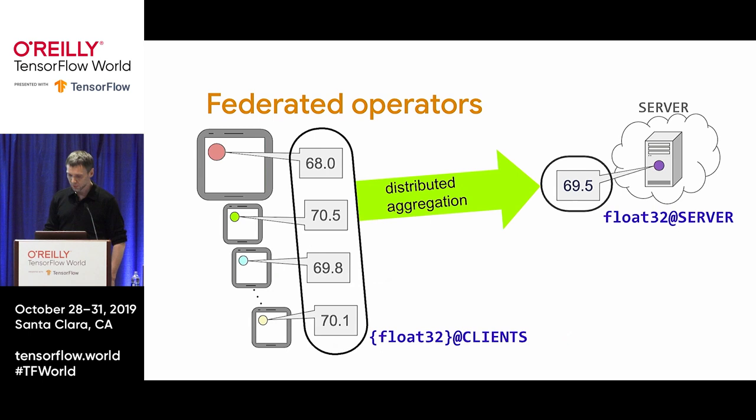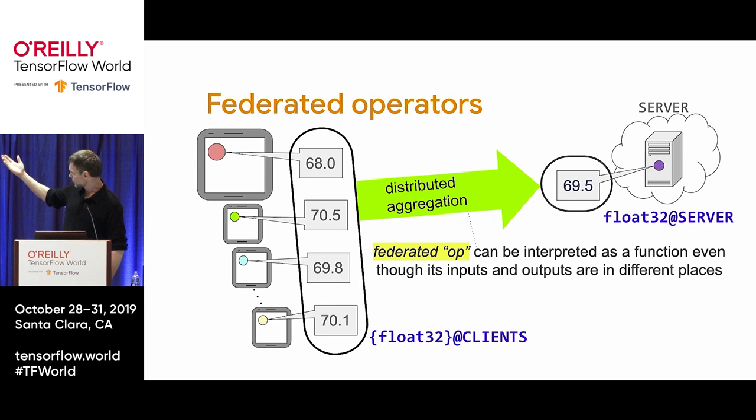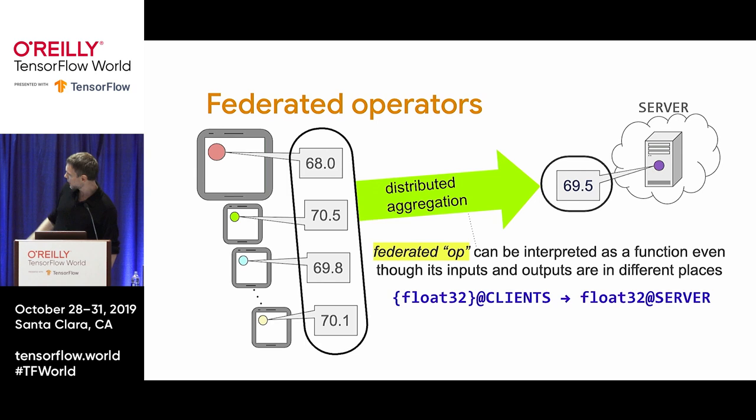Now let's get to operators. Suppose there is a distributed aggregation protocol that is picking up numbers from the clients and depositing, let's say, the average or something like that on the server, right? Unlike in a programming language like Python, here in TFF, you can think of it as a function. In this case, the inputs to that function are in a different place than the output, but that's okay because TFF is essentially a programming framework for creating distributed systems. And this is a little distributed system. You can model it as a function, in fact, and you can even give it a functional type, and this function takes a float on clients and produces a float on server.